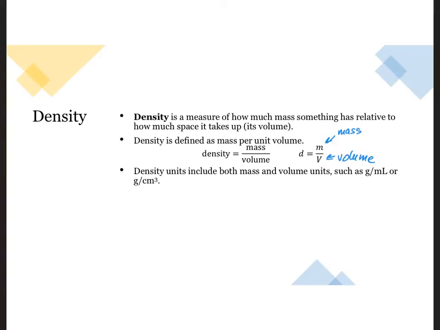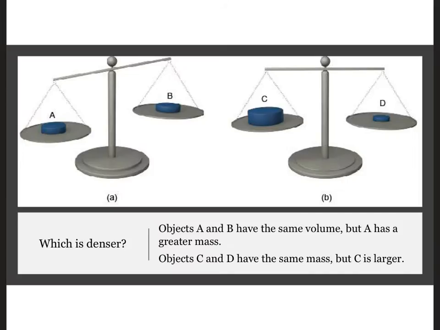is denser beneath it. Density is defined as mass per unit volume, or just D equals M over V. Density units include both mass and volume units, such as grams per milliliter or grams per cubic centimeter. Density values can be used as conversion factors between the mass and volume of an object.